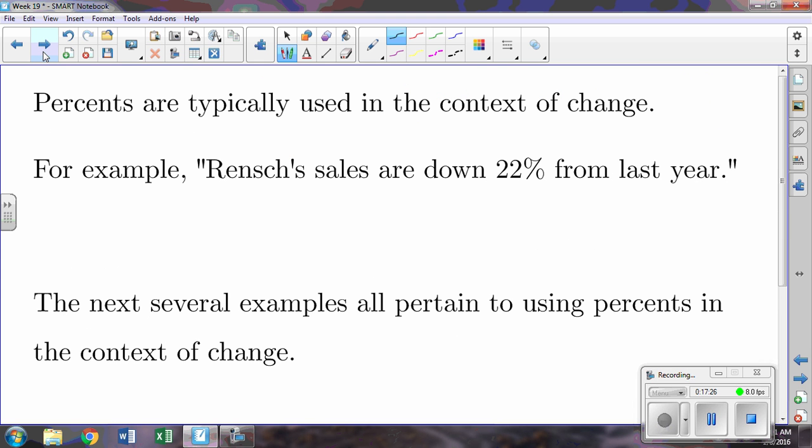Looking forward to the next video. Our second objective is using percents to keep track of changes. In the next video, we will look at problems like here: Wrench's sales are down 22% from last year. We can use percents to keep track of changes over time. And the next examples in our video all have to deal with the context of change.